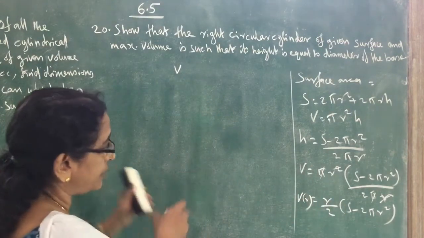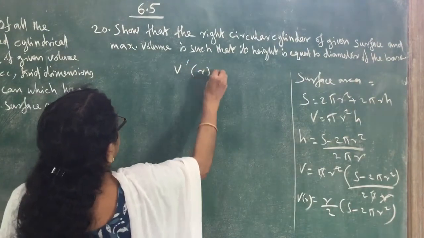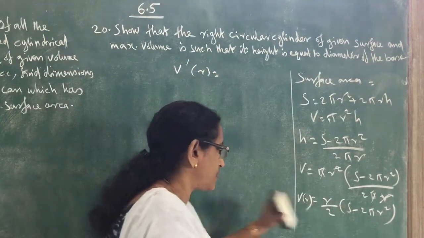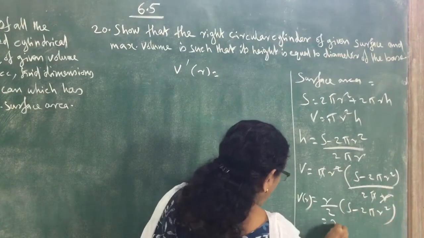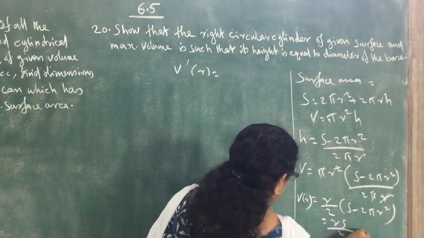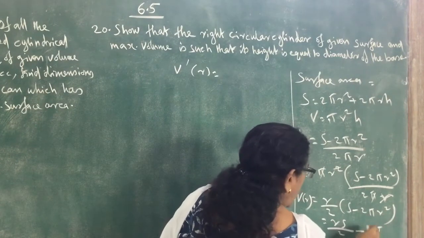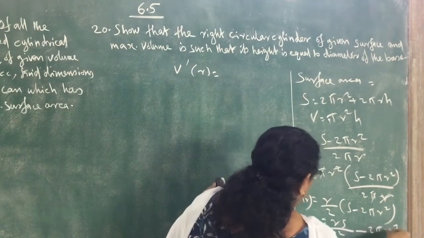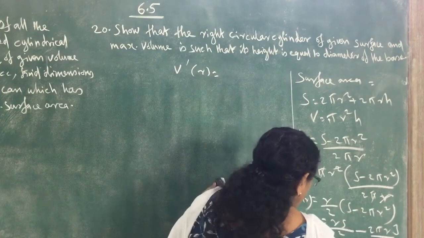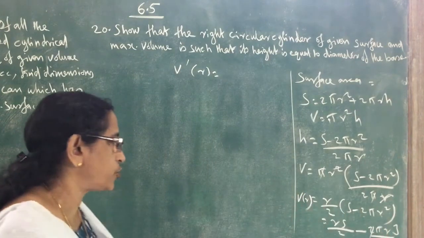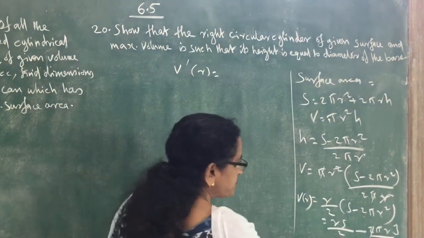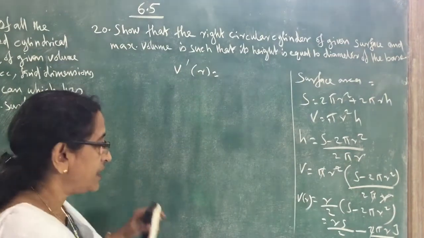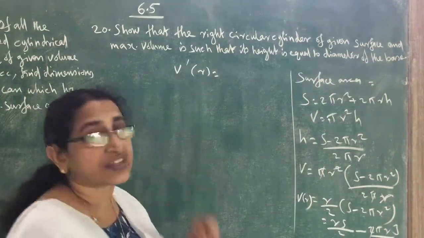So V dash R equal to, first we can open the bracket. So R S by 2 minus 2 pi r cube, pi r square into R, pi r cube, 2 pi r cube by 2. So 2 will be cancelled, so only pi r cube. So Rs by 2 minus pi r cube. Now we can differentiate. So Rs by 2, we are differentiating with respect to R.